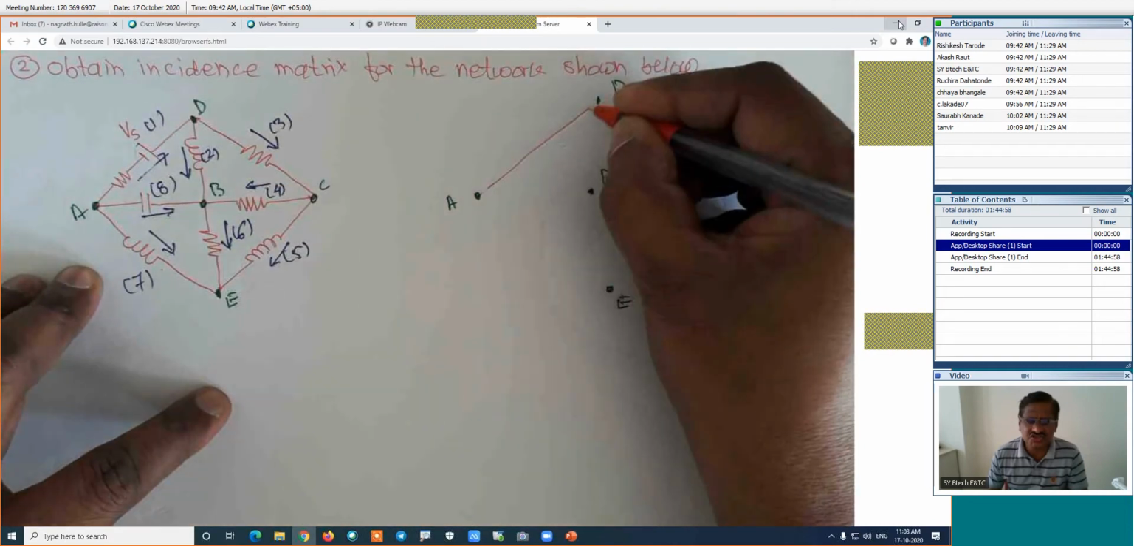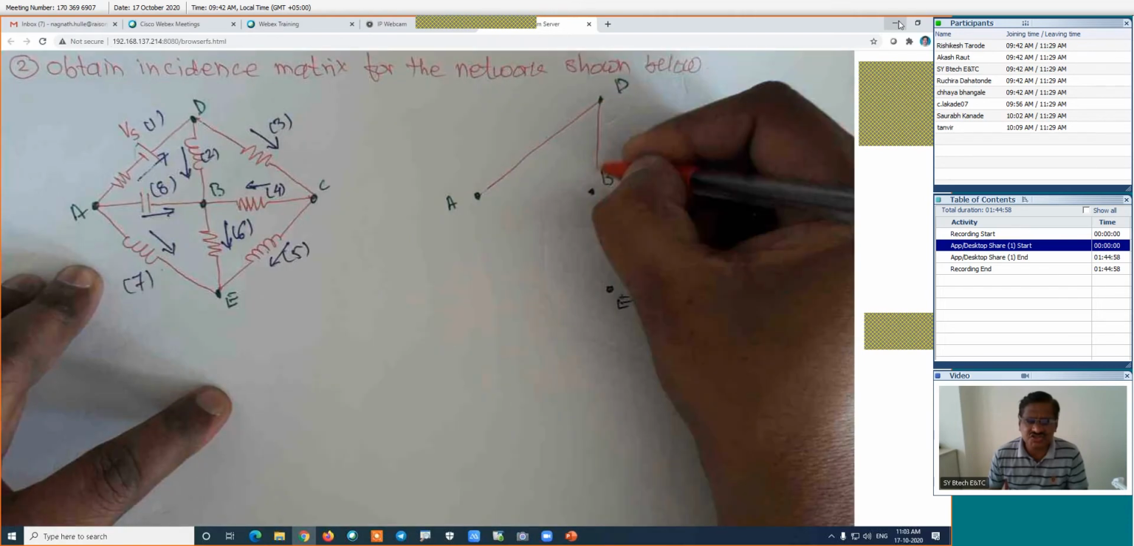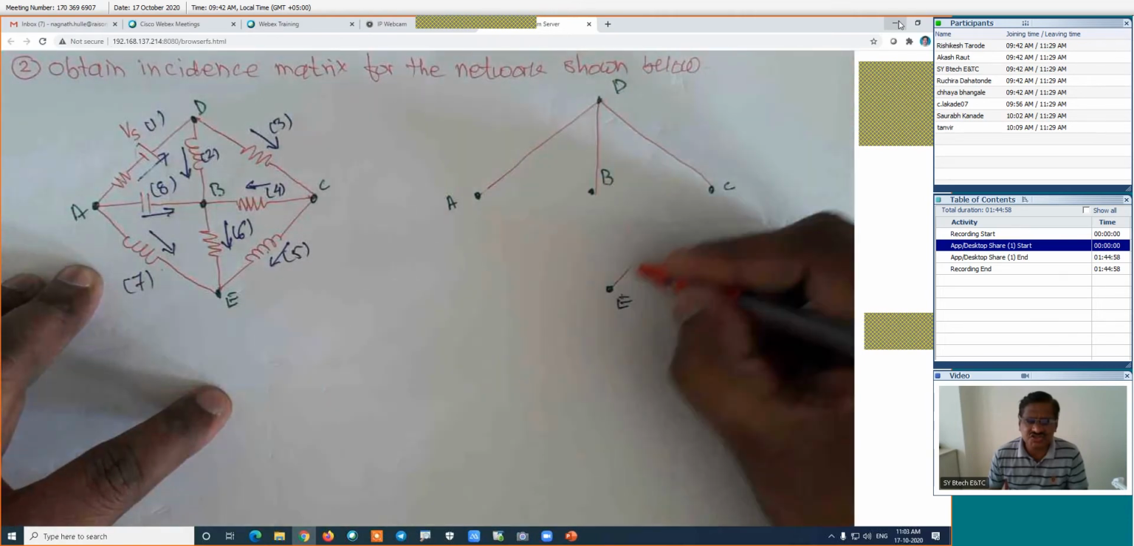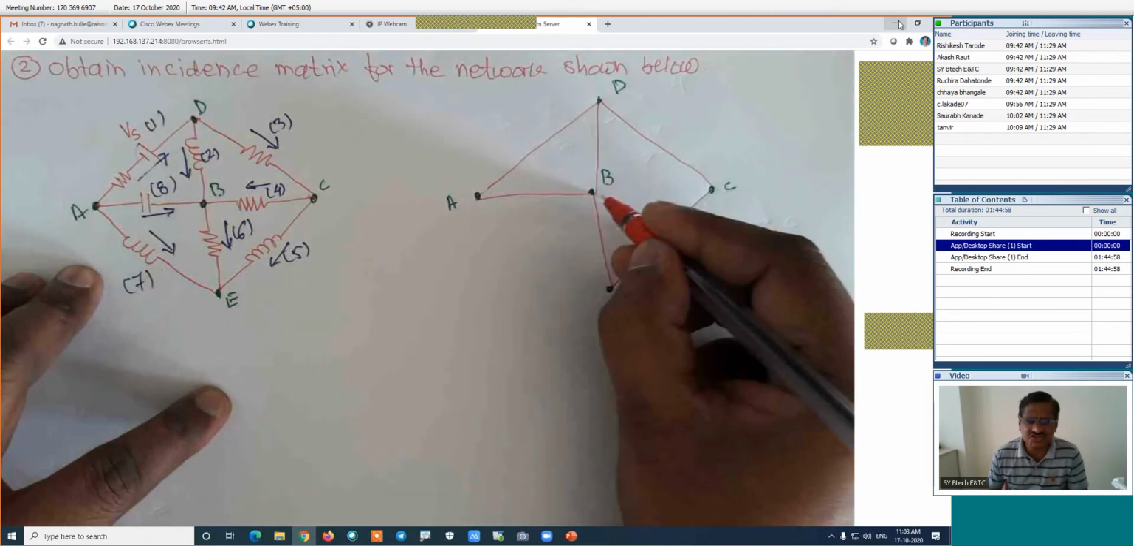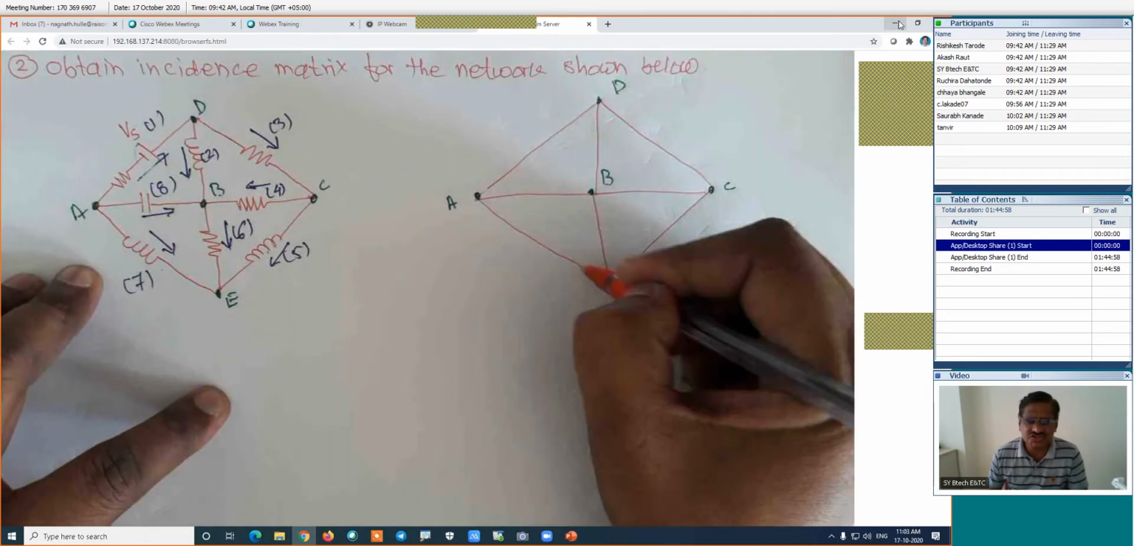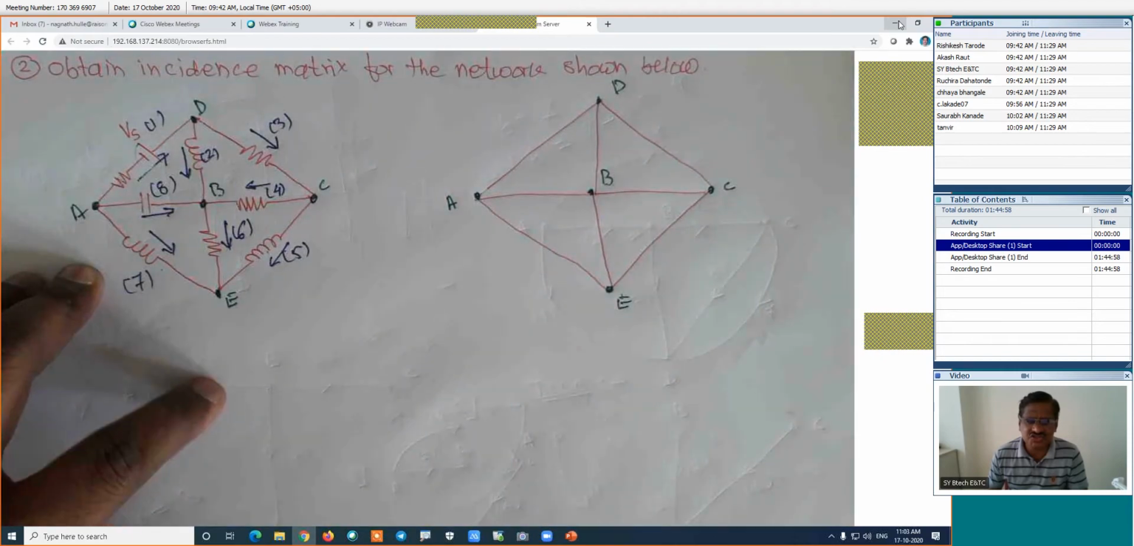This is one part. This is second part. This is third. This is fourth. This is fifth. This is sixth. This may be the seventh, and this may be the eighth. This is the graph. Now I will count the branches.